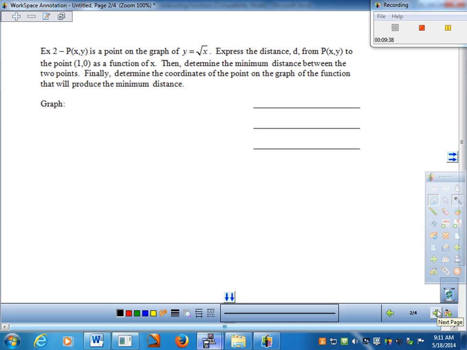Now example 2 is just a slightly obscure one, but I like it. I think it's got a lot of merit to it. It's very visual, it's got multiple parts, and there's some good algebra along the way as well. So let's go ahead and try example 2 here.